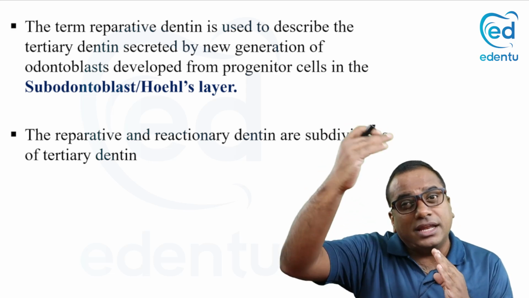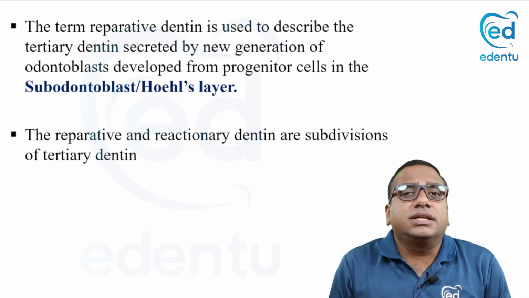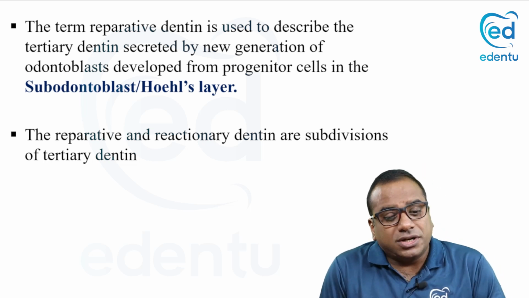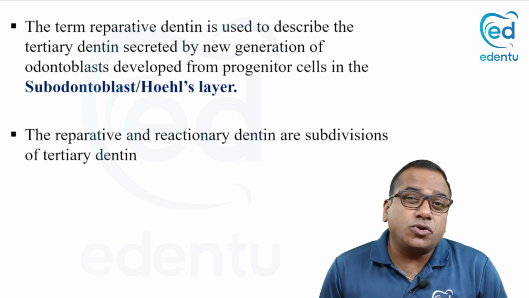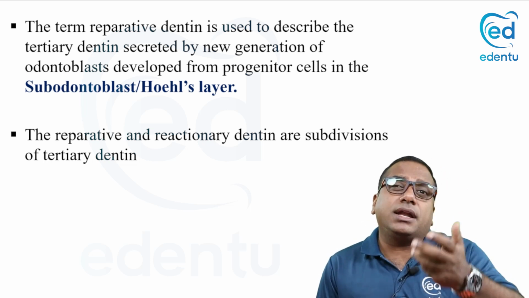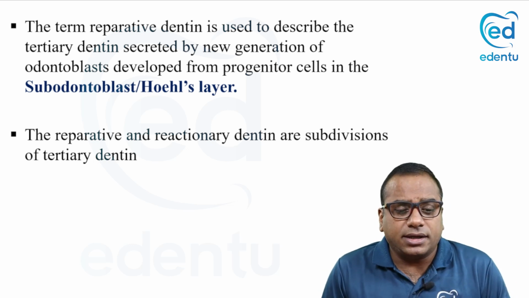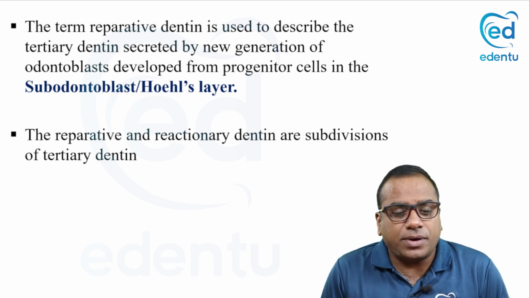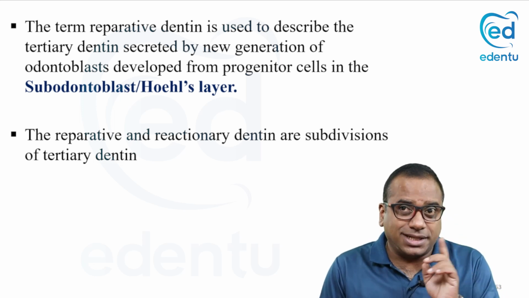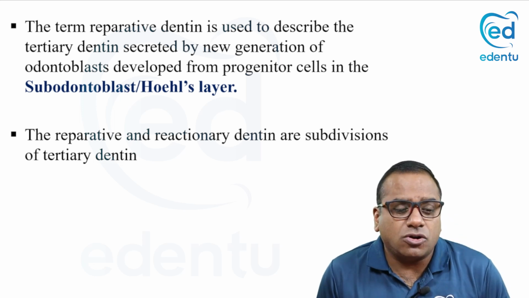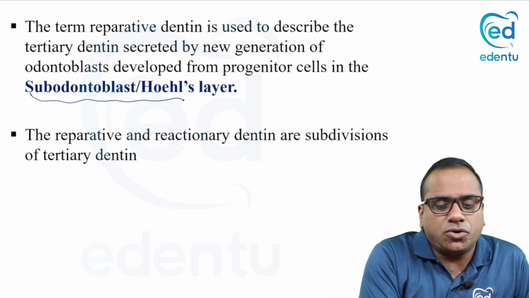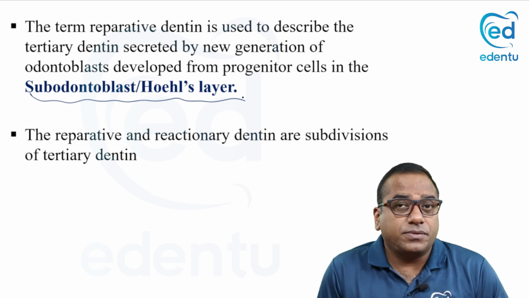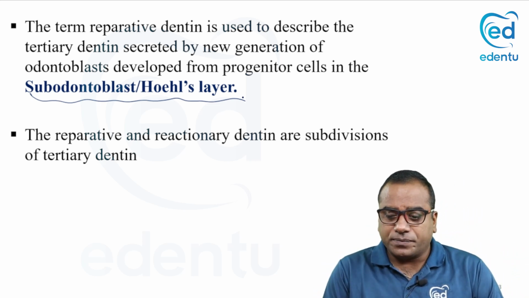It is reactive. When any stimulus is given, this third type, the tertiary dentin, develops. It is because a new generation of odontoblasts from the pulp will support and repair whatever was lost. So it's a new generation of odontoblasts developed from the progenitor cells which are present in the pulp, and that is why it is also called subodontoblast or Höhl's layer. So this is about your reparative dentin.